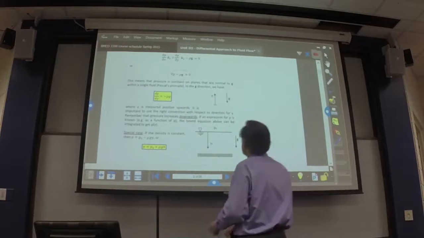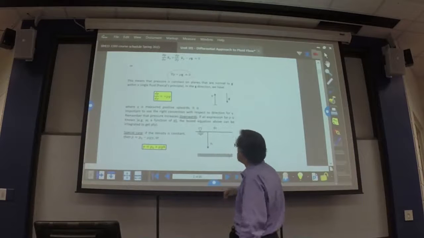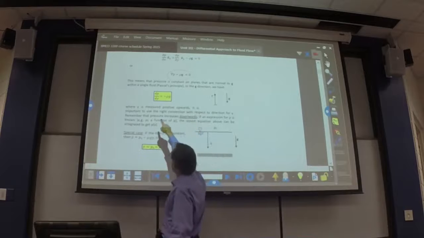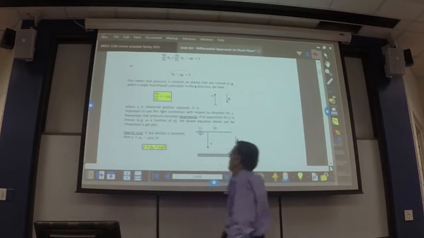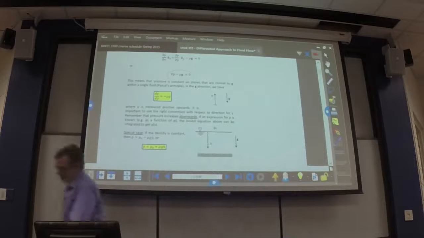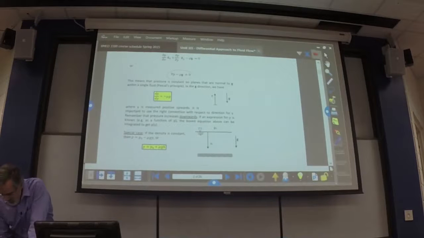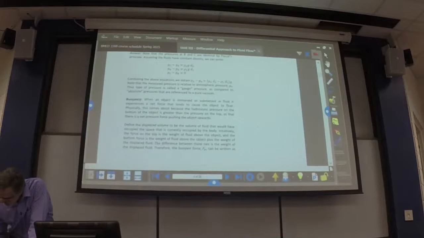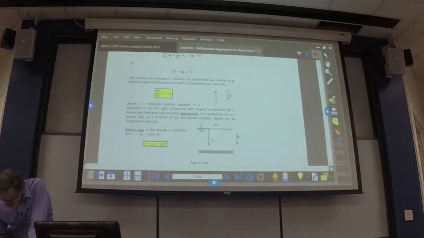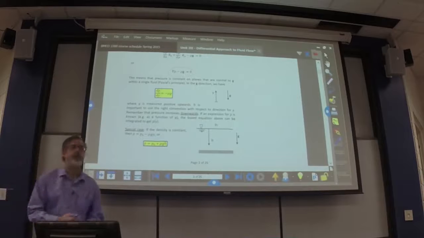The second thing is that in the direction of the g vector, I can simplify that vector equation down to the simpler dp dy equals minus rho g. And that basically tells me how pressure p changes with y.